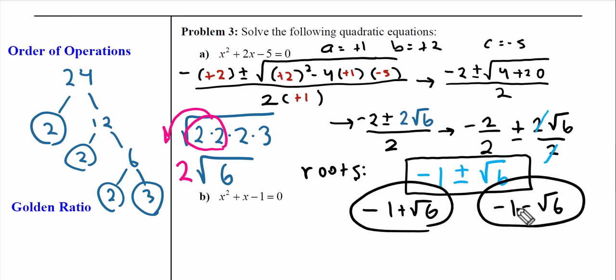They're not complex roots. I know there's a square root, but a square root doesn't make it complex. An imaginary number makes it complex. These are just 2 regular, different, real roots.